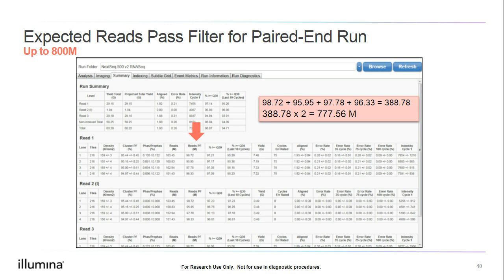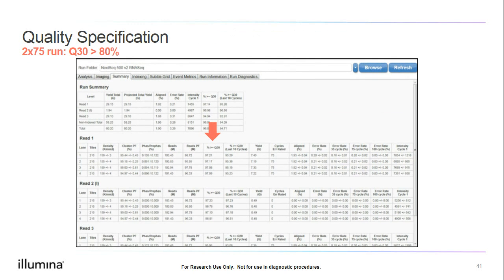Last, let's look at the Q30 score. For a 2x75 cycle run, greater than 80% Q30 is the Illumina specification. For this run, 97% Q30 was obtained, which is well above 80%.